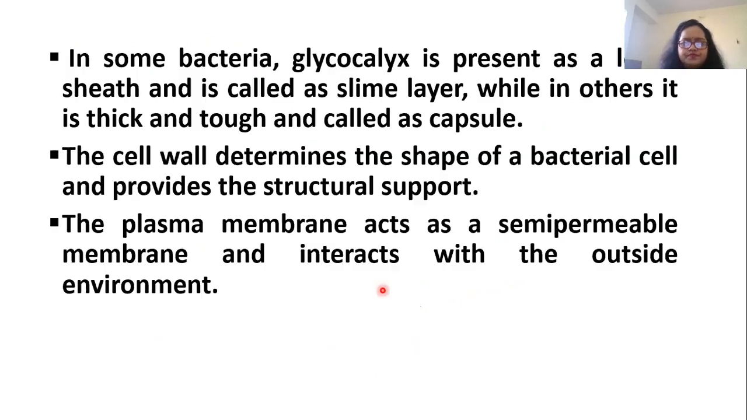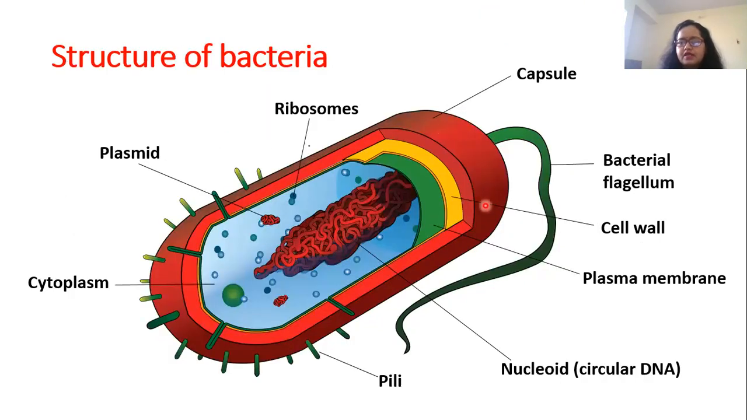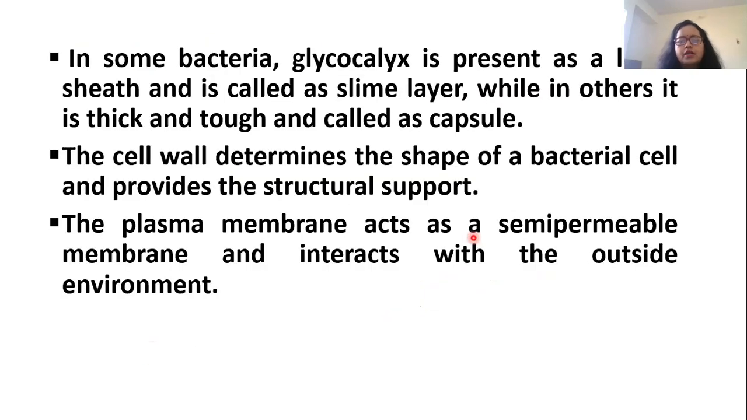Okay. Now we can study all these things in some points. In some bacteria, glycocalyx is present as a loose sheath. When glycocalyx is present as a loose sheath, it is called a slime layer. While in others, it is thick and tough and called a capsule. As we have seen in the figure, here I have shown the capsule, which is thick and tough, while some other bacteria contain a slime layer, or you can say loose glycocalyx.